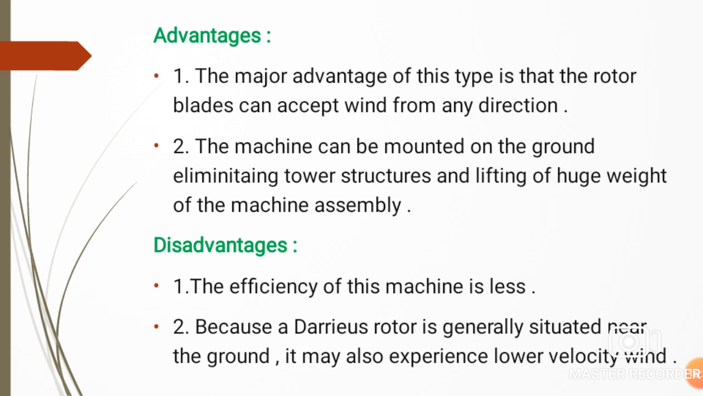The second advantage is that the machine can be mounted on the ground, eliminating the tower structure and the lifting of the huge weight of the machine assembly. Sometimes this rotor part is directly constructed at ground level and there is no tower or any supporting system. The advantage is that there is no need to lift the gearbox, generator and tower system to the top of the windmill, and there is no cost for the tower. So this system can be constructed directly at ground level. So this is the advantage, but it has some disadvantages.